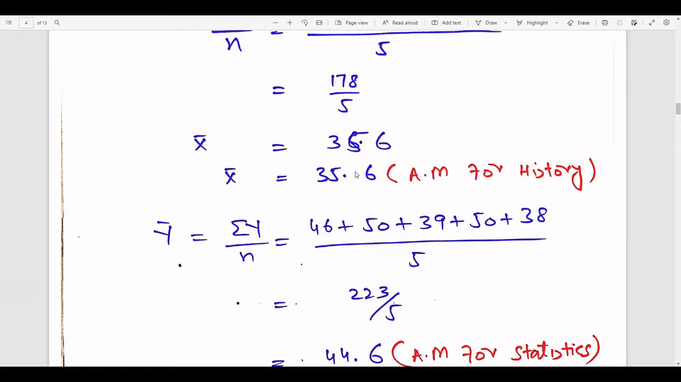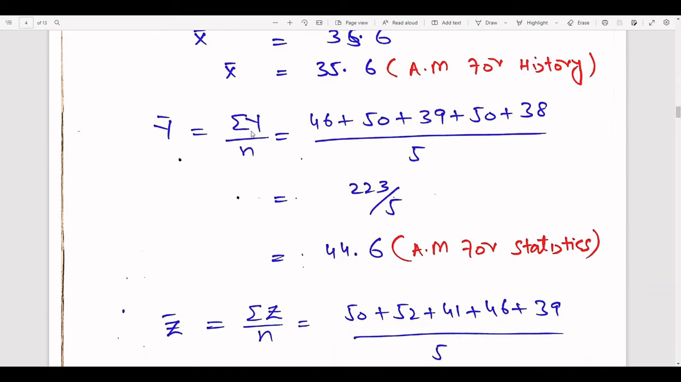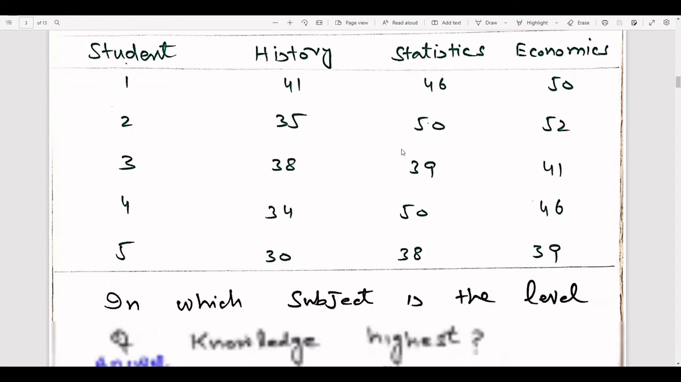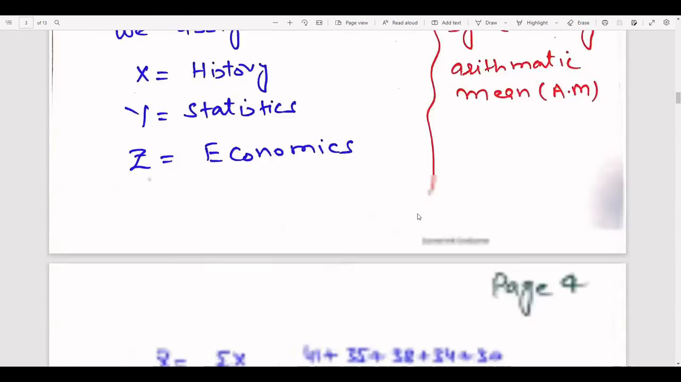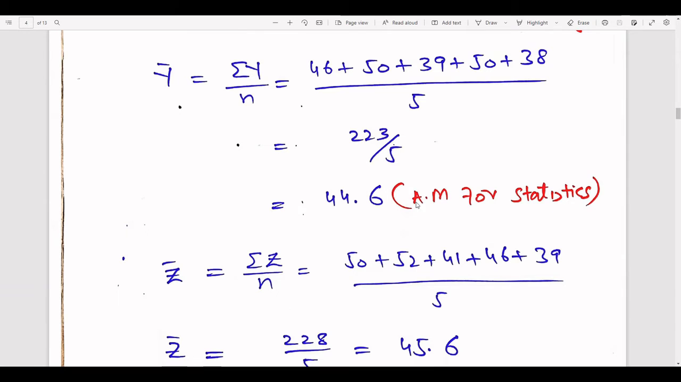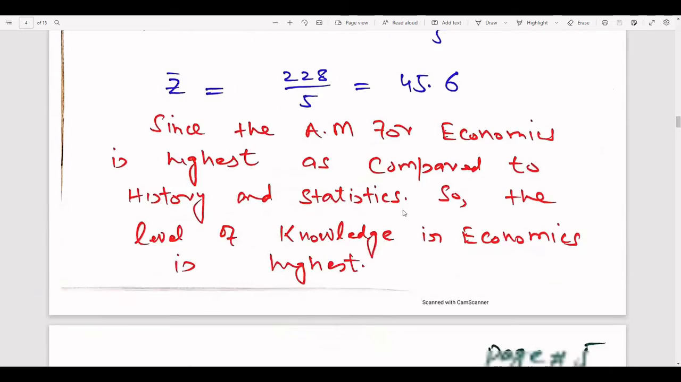And next is y. Y represents statistics. So y bar is equal to sum of y over n. We add the observations of y and divide by the total number of observations. Here are the values of statistics: 46 plus 50 plus 39 plus 50 plus 38, divided by 5, gives 44.6.